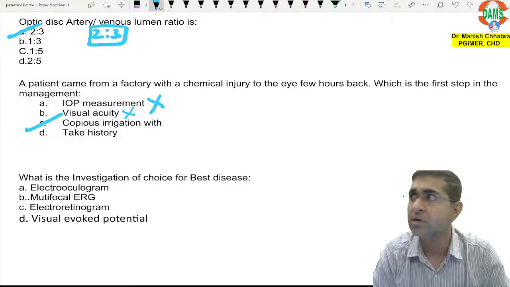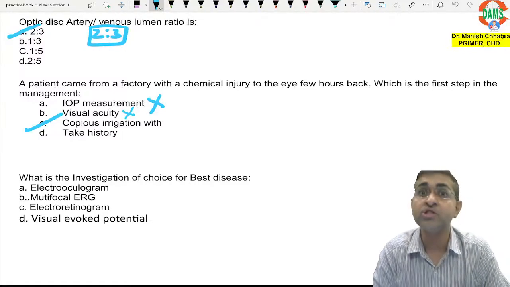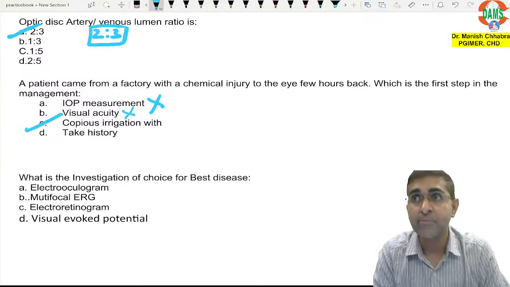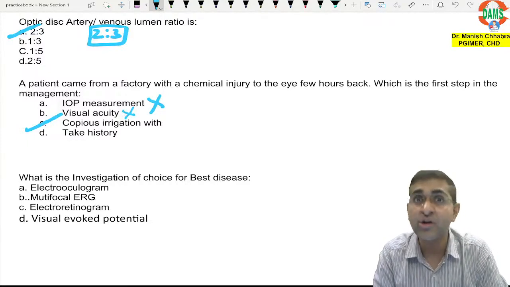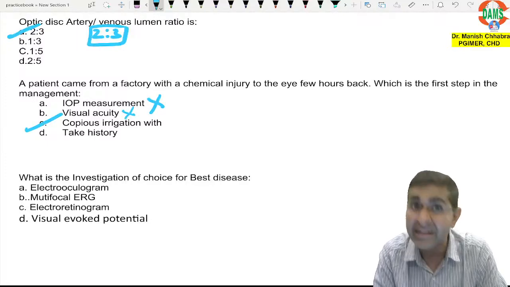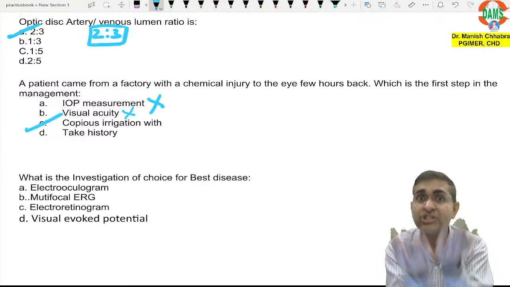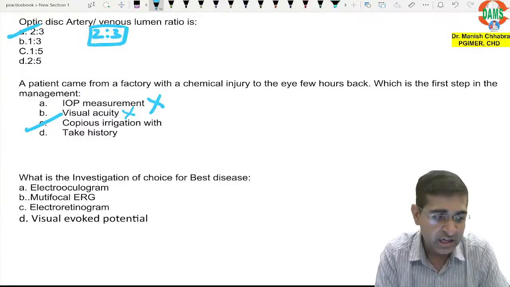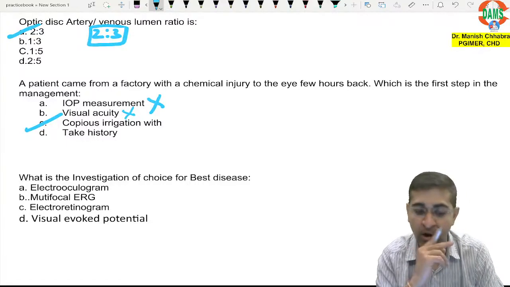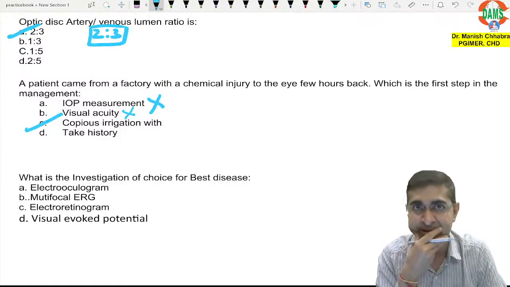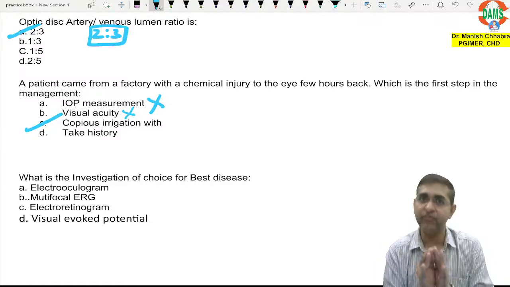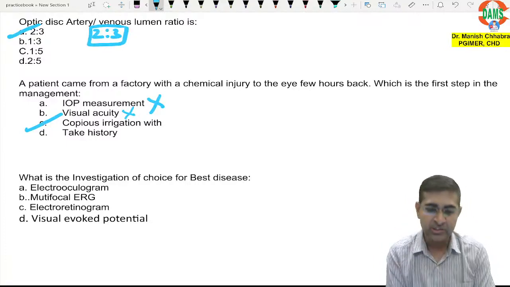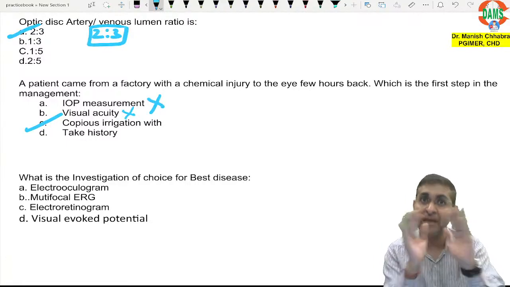Suppose it is acid, suppose it is caustic soda, then of course I won't waste much time, because it can be detrimental for the ocular structures, or even if it enters into the intraocular structures. So I will simply go on with copious irrigation. Yes, this is what I personally feel. This is what I would do if I am sitting in the emergency. So this is the answer as per my belief.